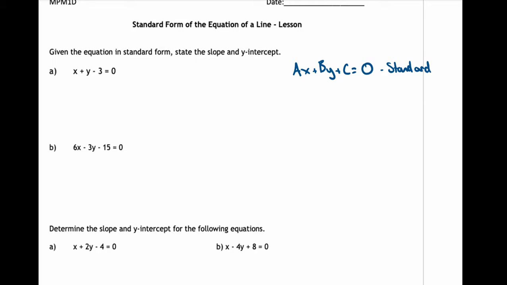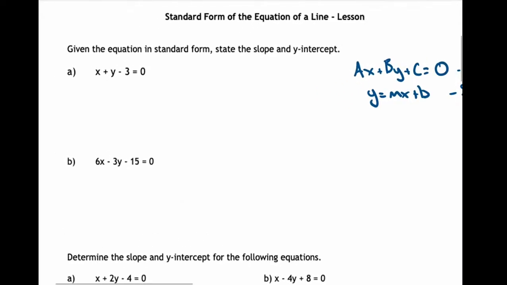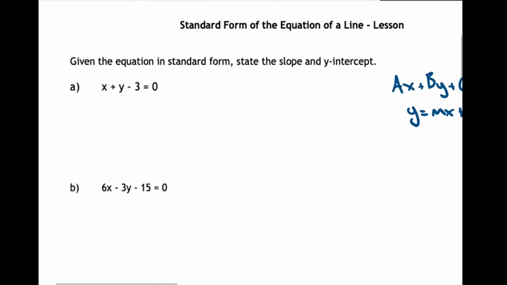And usually what we're used to seeing is y equals mx plus b, which is known as the slope-intercept form, because it gives us our slope and our y-intercept. So what we want to do in these equations, if we're given standard form, we want to be able to rearrange them so that they state the slope and the y-intercept. And in order to do that, we need to get it to the slope-intercept form.